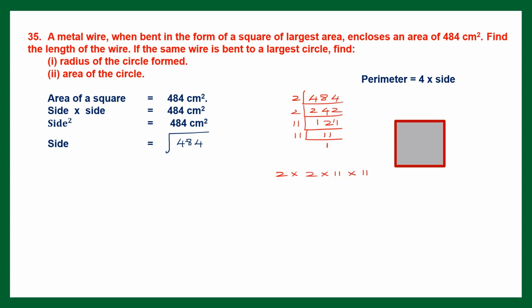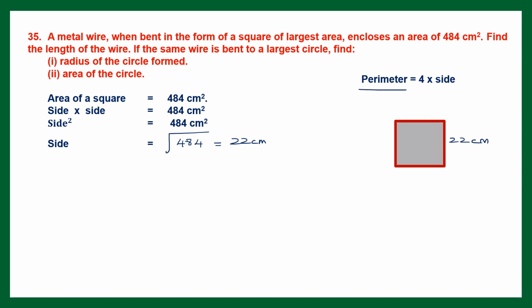So let's put them into groups of 2. Pair them up. Take one from each pair. So this is 2 and this is 11. So what do we have? 2 into 11, which is 22. So we have found the value of the side. The side is 22 centimeters. That means one side is 22 centimeters.